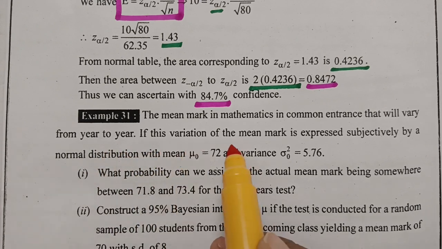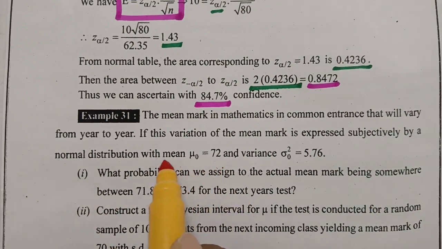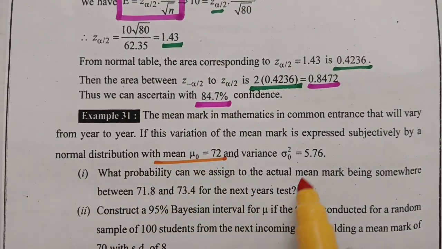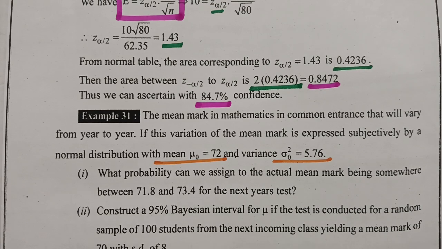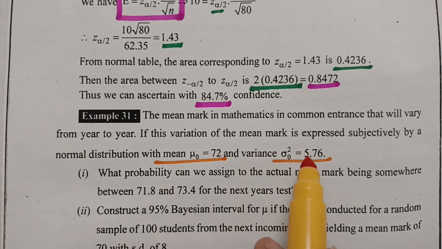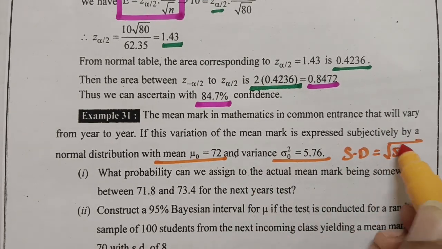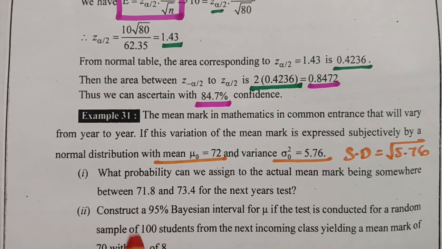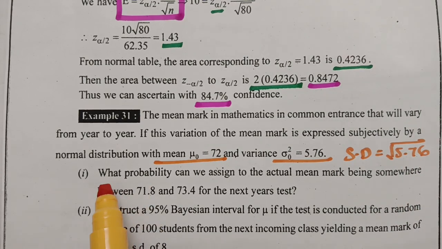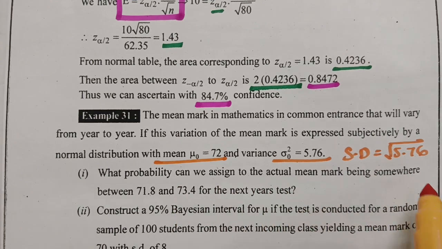In this variation, the mean mark is expressed subjectively by a normal distribution. Mean mu naught is equal to 72 and sigma naught squared is equal to 5.76. So here the mean and the variance are given, so we need the standard deviation. The standard deviation will be root over 5.76. Clear?